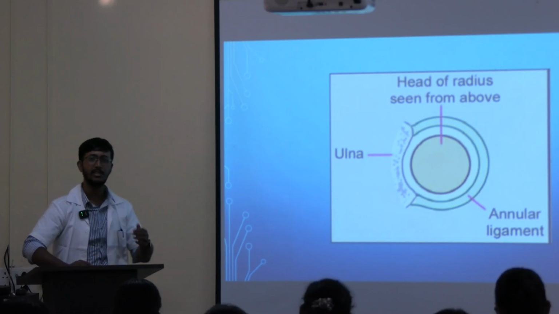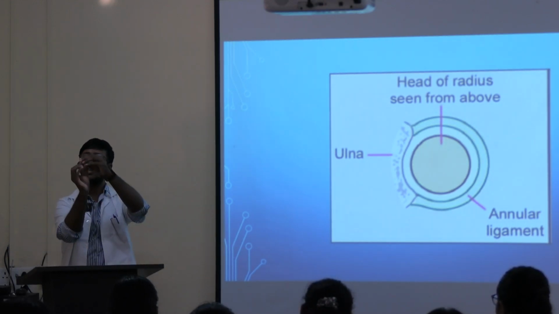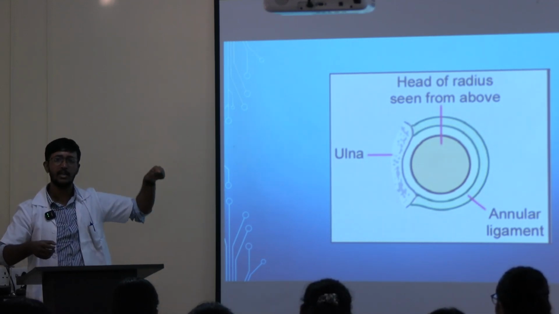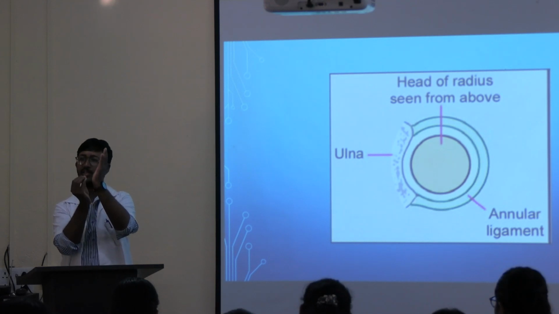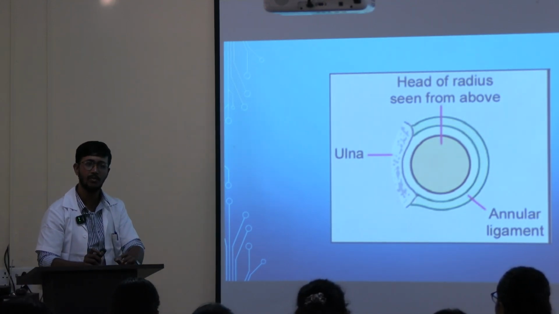So what happens in children, the annular ligament is tubular in shape, so the radius just slips out while pulling. But in adults, it is cylindrical in shape, so it gets constricted and cannot come out. So you will never see pulled elbow in adults.